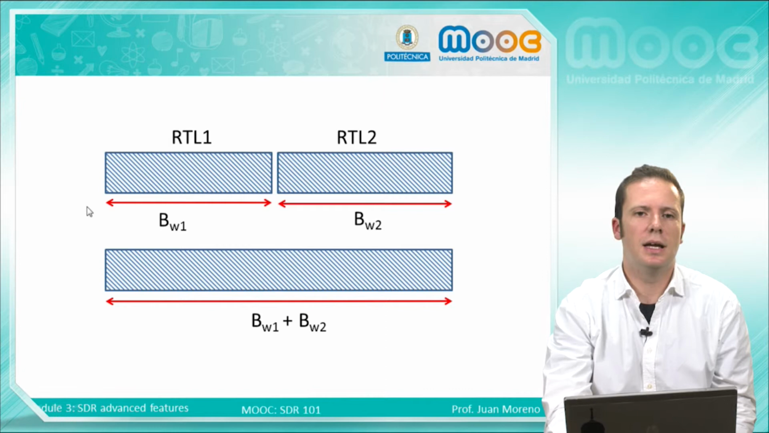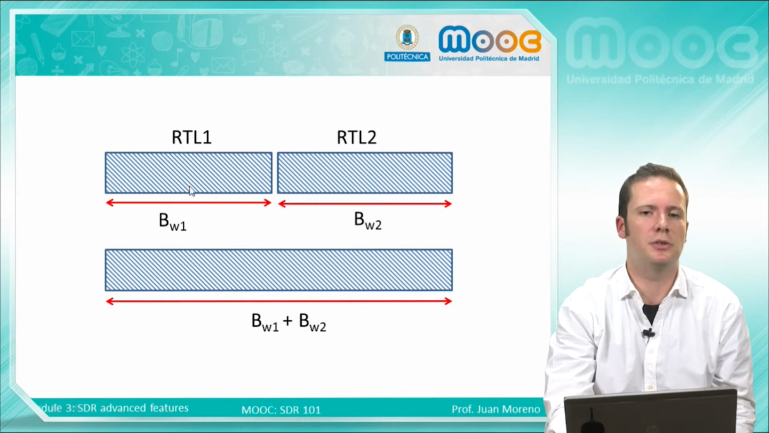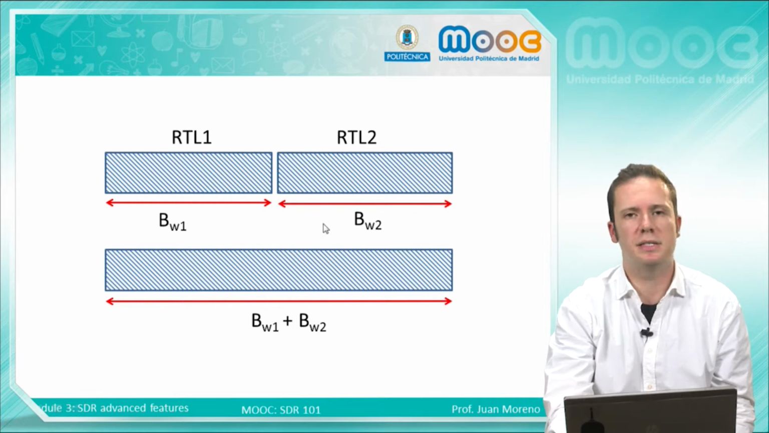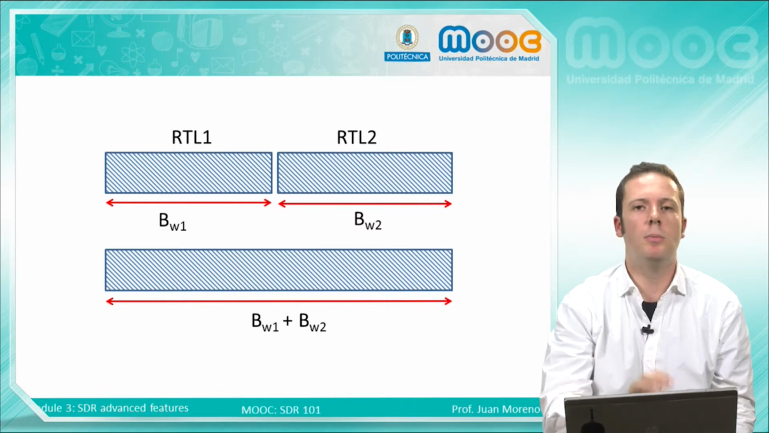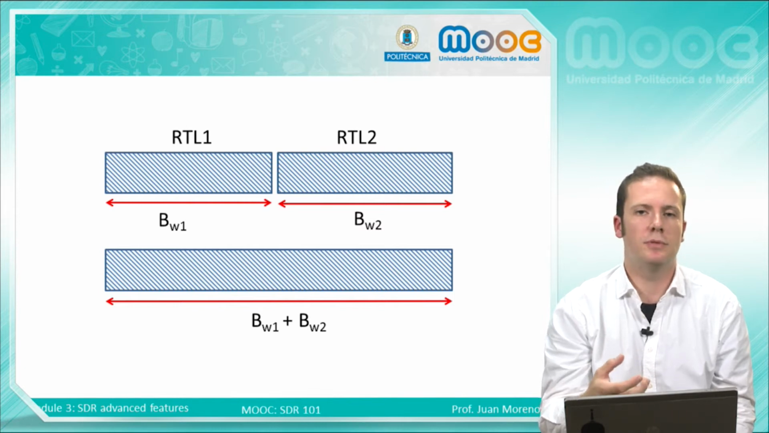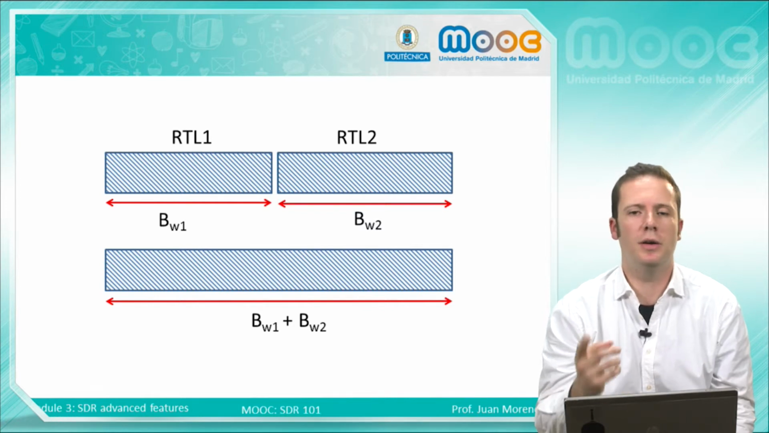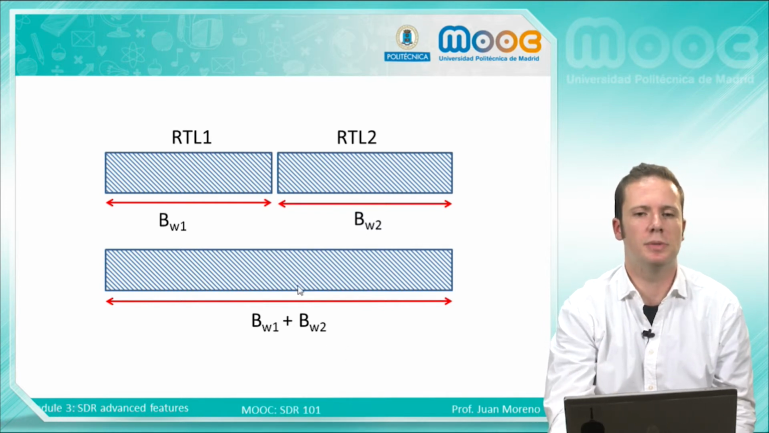This is a picture where you can see one RTL working on a certain bandwidth around a center frequency and the other RTL working independently in another center frequency with its own bandwidth. But if we process both baseband signals in our PC, we will be able to work with both of them as if they were only one. This is the picture in the bottom.